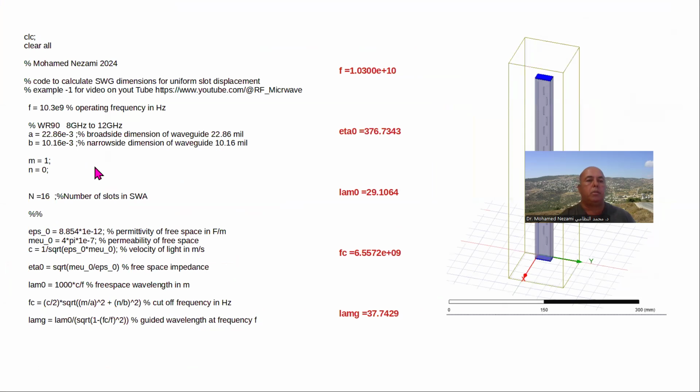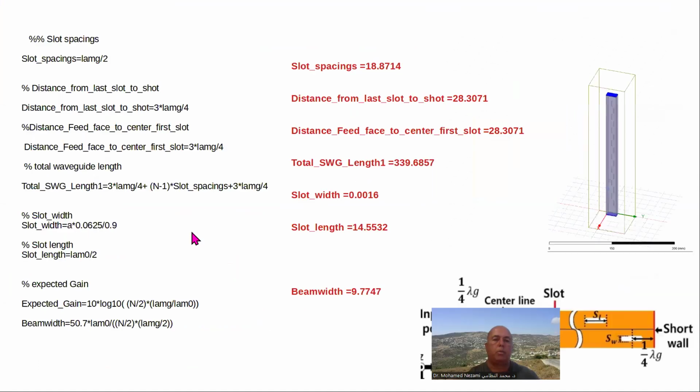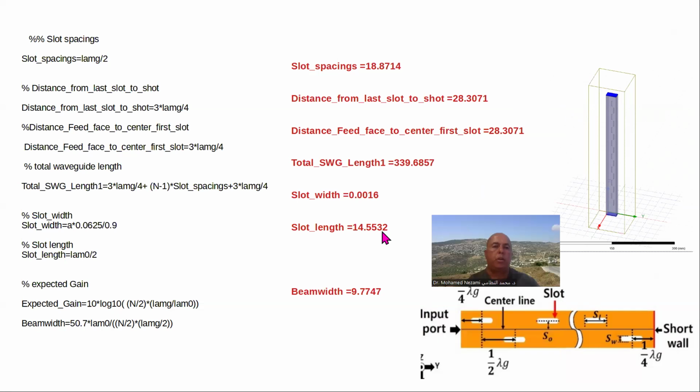So this is the code, okay? I have this code that I wrote in MATLAB, and it's pretty straightforward. These are all standard equations that I put in the script, and this is what comes out. Again, do the same thing for the other dimensions. There are some formulas for the expected gain and the beam width, okay? And you can utilize those to predict ahead of time what those values should be in theory.